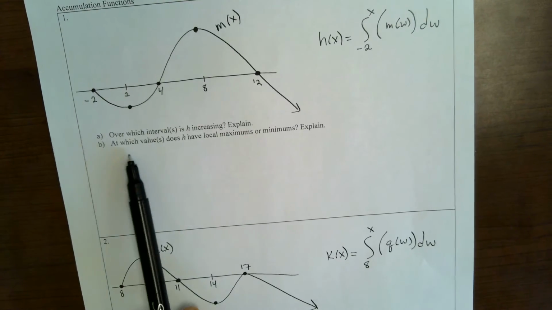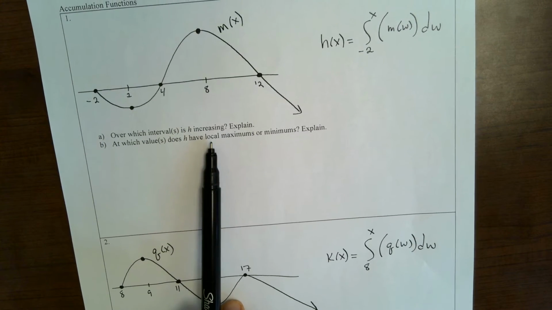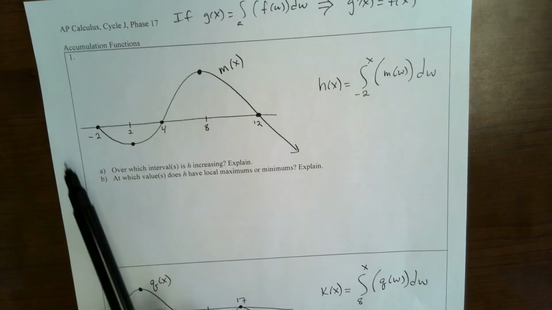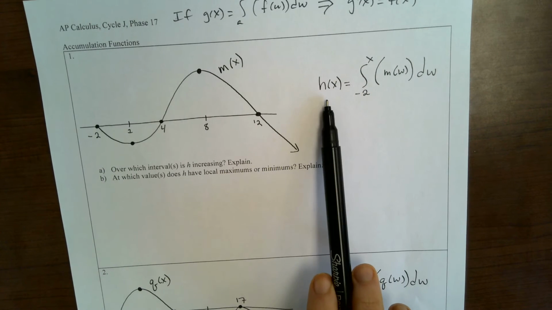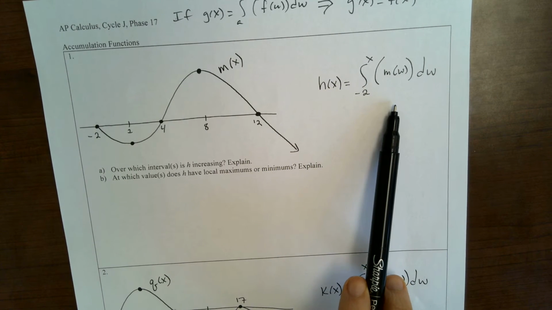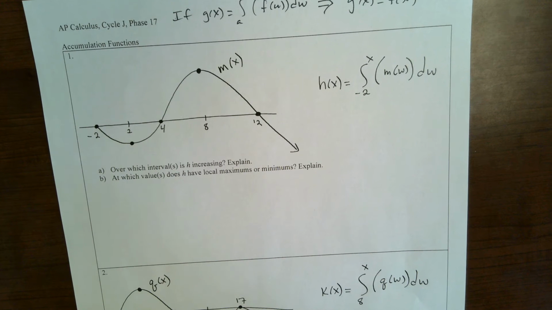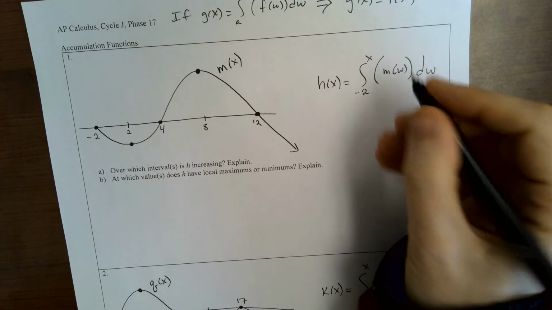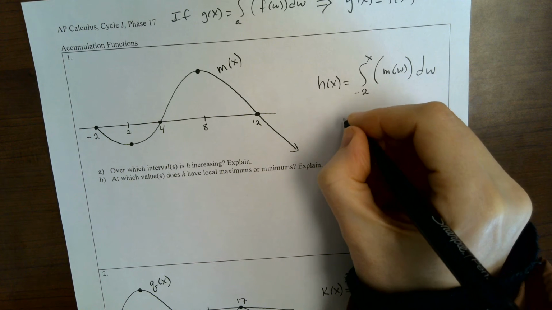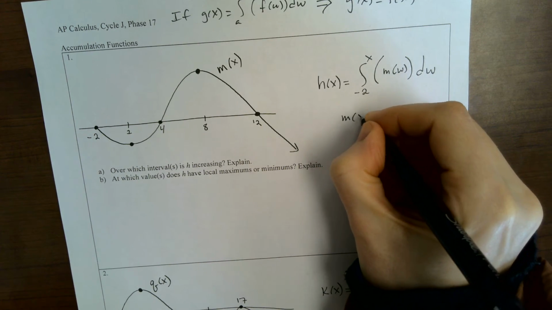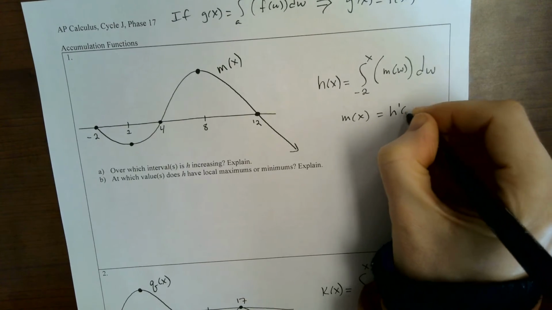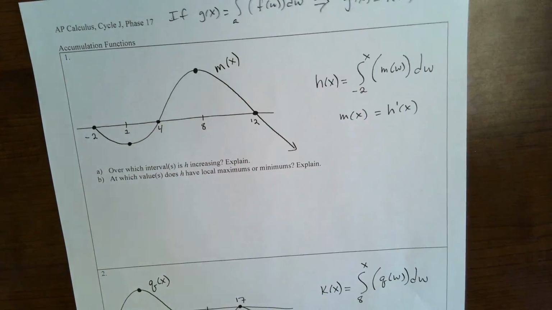Okay, guys, so over which intervals is h increasing? I'm given here the graph of m. h is defined as this accumulation function. Over which intervals is h increasing? Well, if you look at this from a Susan's table perspective, make this connection that m of x is equal to h prime of x. We need to make that observation right off the bat.